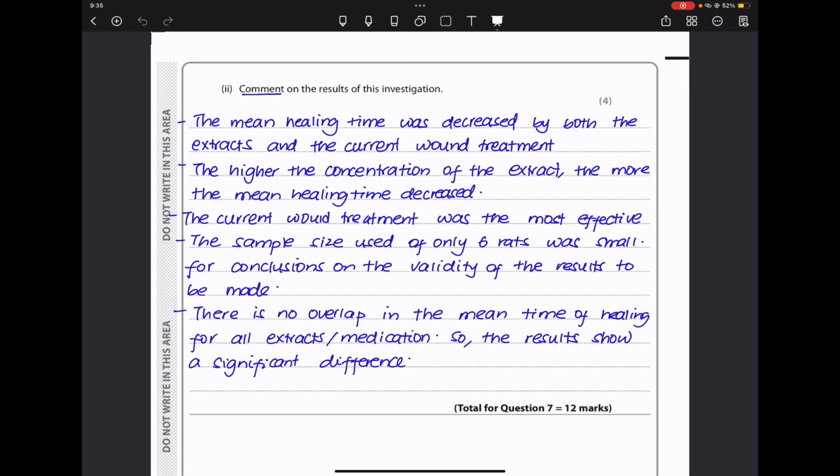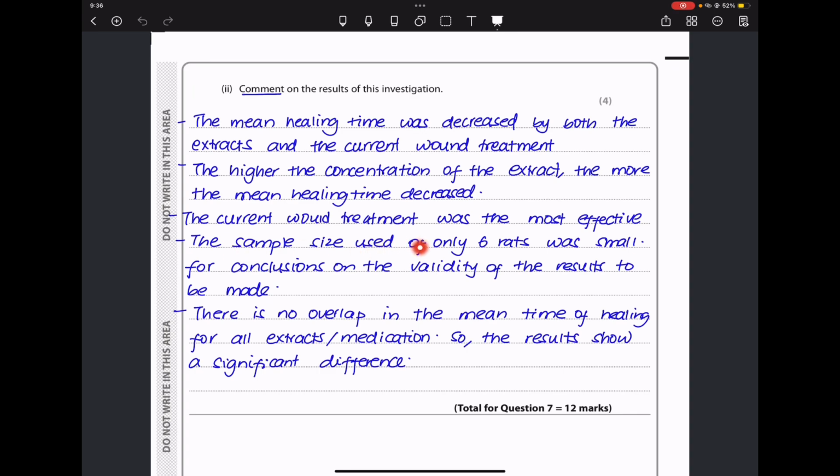Then they say comment on the results of this investigation. Every time you see questions about commenting, these questions want you to look at the data, how efficient you think they were in carrying out this experiment, talk about the validity of the data, and make a conclusion. So I say the mean healing time was decreased by both the extract and the current wound treatments. The higher the concentration of the extract, the more the mean healing time decreased. That's true, I already talked about that. The current wound treatment was the most effective, but of course here we do not know its concentration. At least for the others, we know there is 5% and 10%. You could add something here to say, but the concentration was not known.